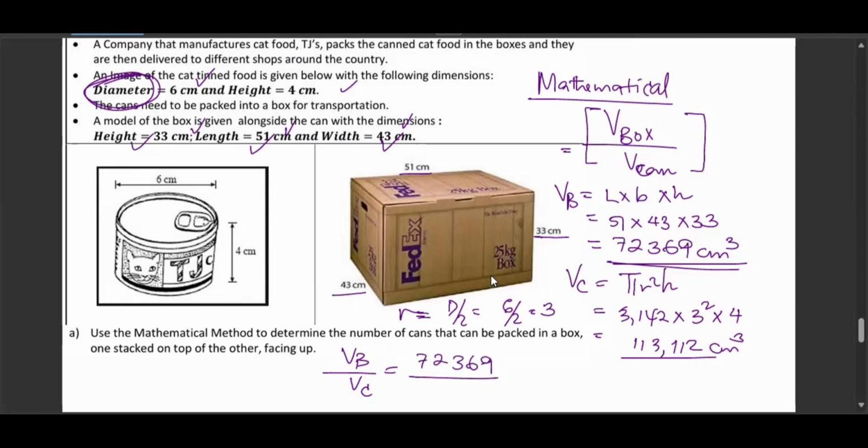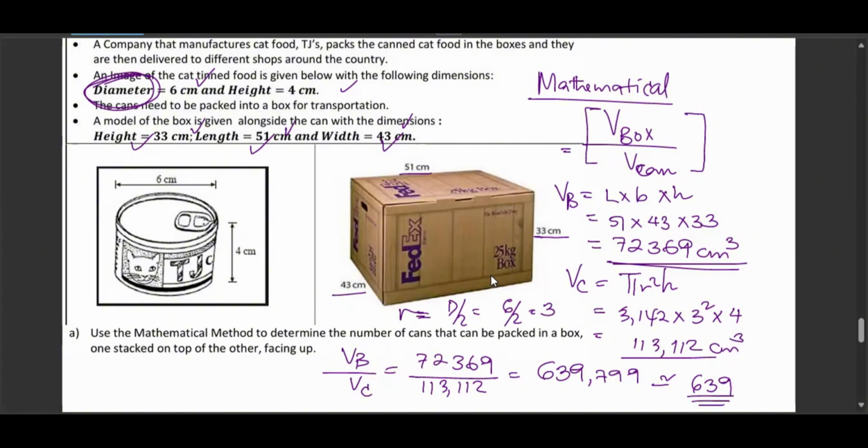72,369 divided by the volume of only one can. So we shall say 72,369 divided by, so here we end up having 600. Still here we round down, we have nothing to do. It's 99, so which is approximately 639.